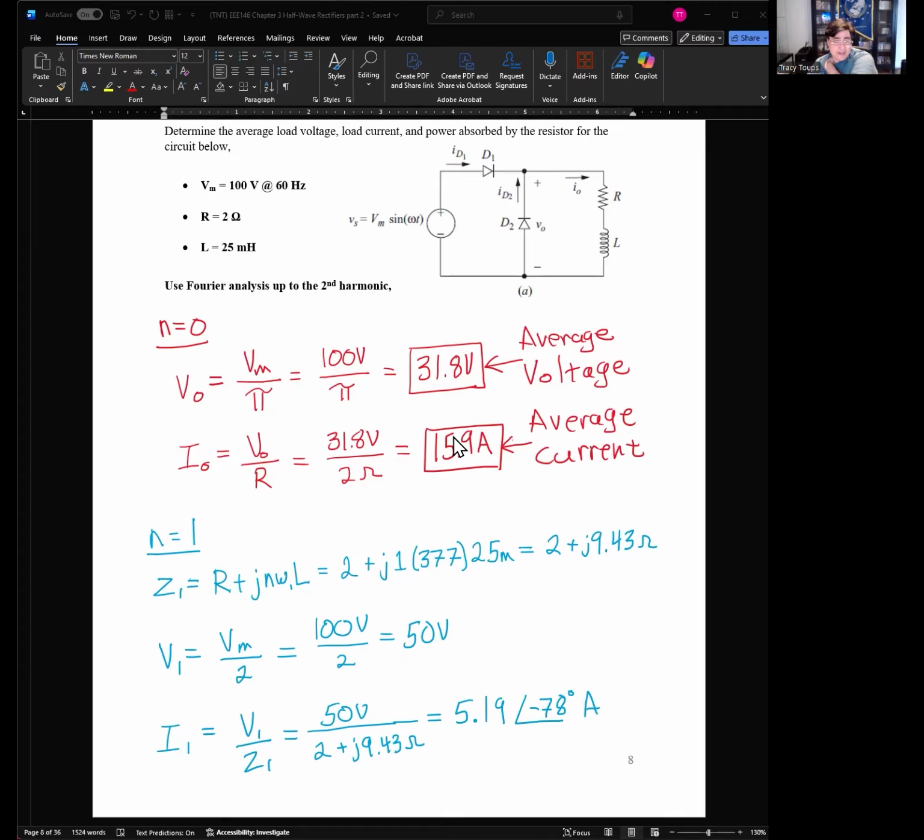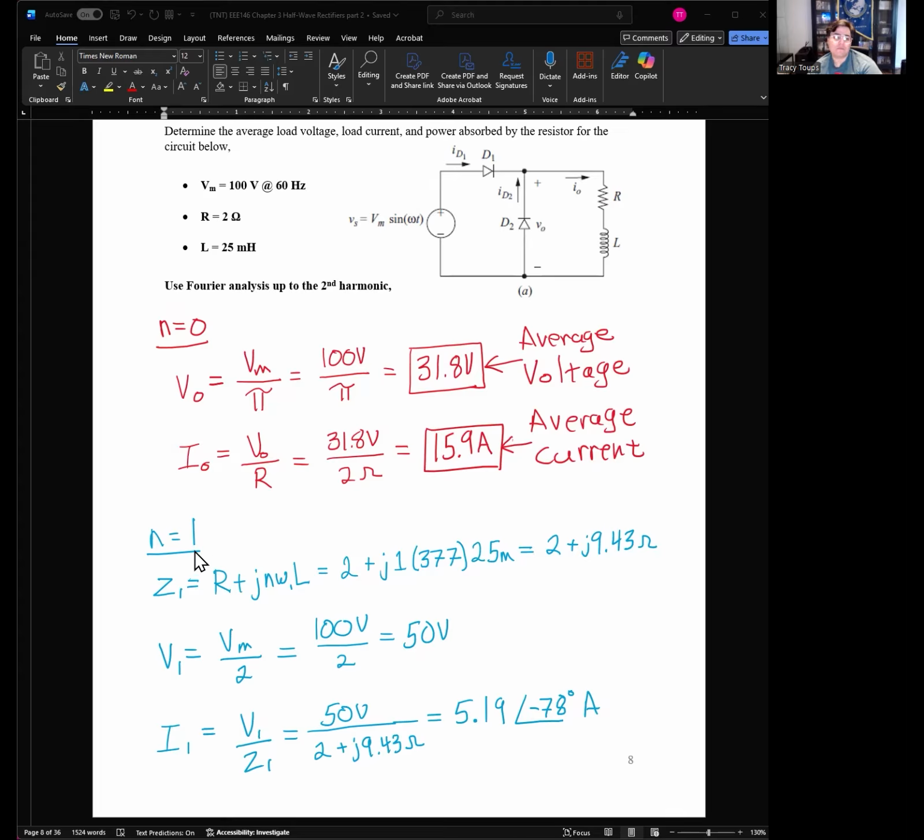Okay. And at the end of the day, for average voltage and load, the DC is all that matters, right? Because the inductor will make the current higher at one point and lower at another point. At the end of the day, they're going to cancel out, right? The average for an AC waveform is always 0. So the DC is the only one that really matters for the pure averages. But if we want to find power absorbed, we have to use harmonic analysis because we need to find the power for the AC side as well.